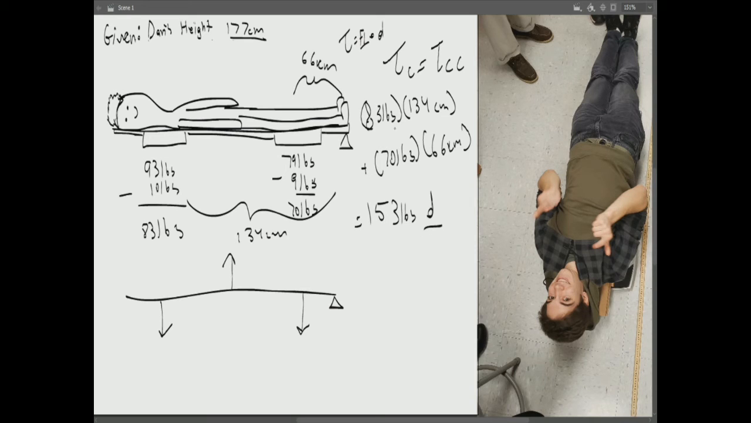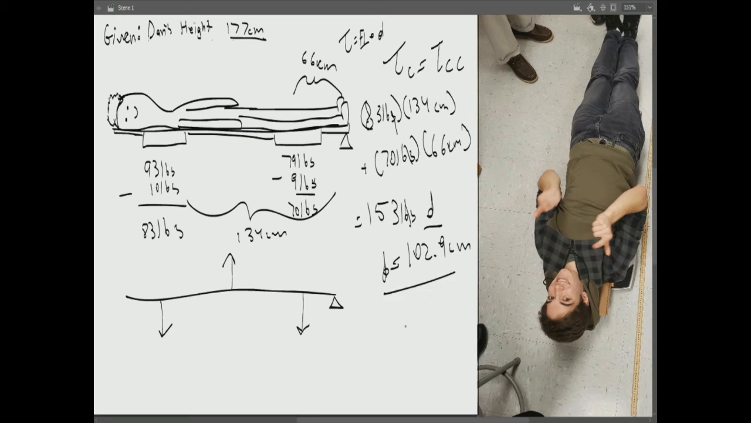So notice how we keep pounds and centimeters, because once we solve all of this, let me whip out my calculator. I got for D 102.9 centimeters. And notice how the pounds cancels out. We just have centimeters, and that's why we don't care about the units as long as they're the same.